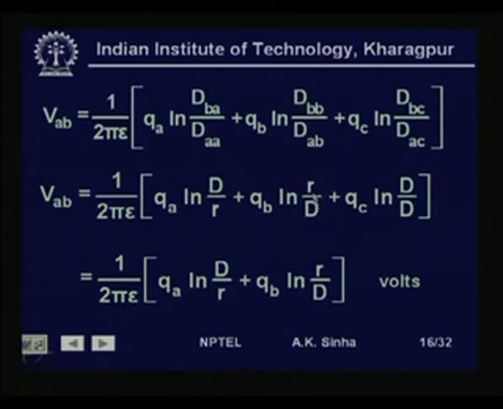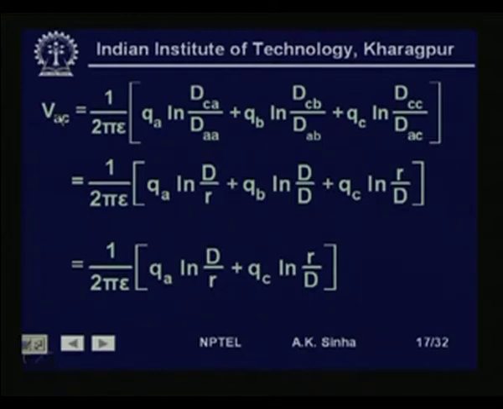Therefore, dBB is equal to r, dAB will be equal to d, plus QC log n dBC, which is equal to d, and dAC, which is equal to d. So, this is QC log n d by d, which will be QC log n 1. Therefore, this term will go to 0. Therefore, we have VAB is equal to 1 by twice pi epsilon into QA log n d by r plus QB log n r by d.